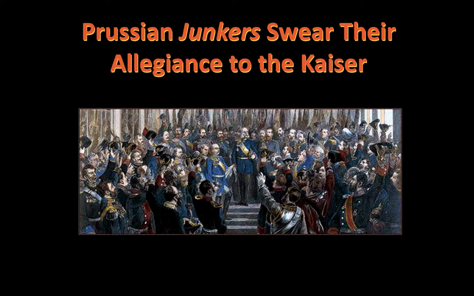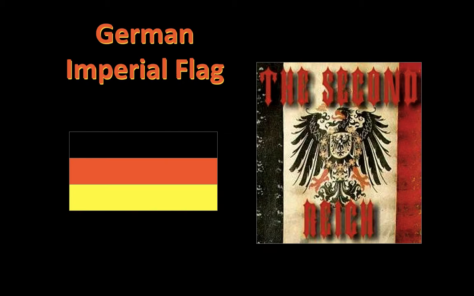The noble class of Prussia are called the Junkers, the Prussian Junkers. And they will swear their loyalty to the Kaiser, not to the German state, but to the Kaiser. That's important to understand. We see a German flag created.